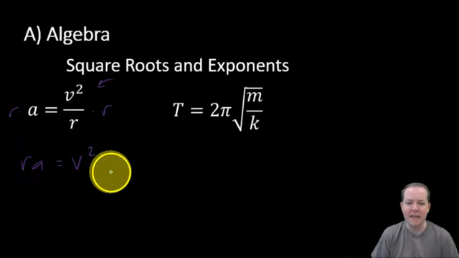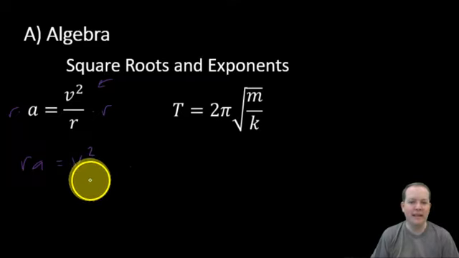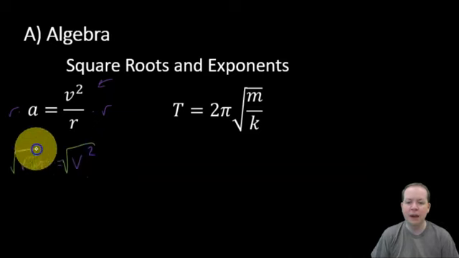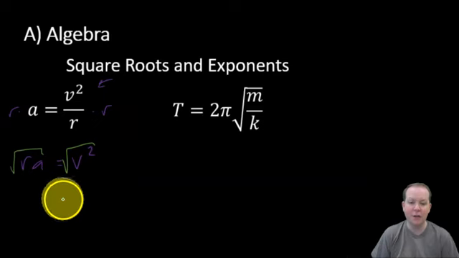I want to solve for v. So how do I get v all by itself? You take the square root of both sides. And make sure you're doing the whole thing on the other side of the equation.